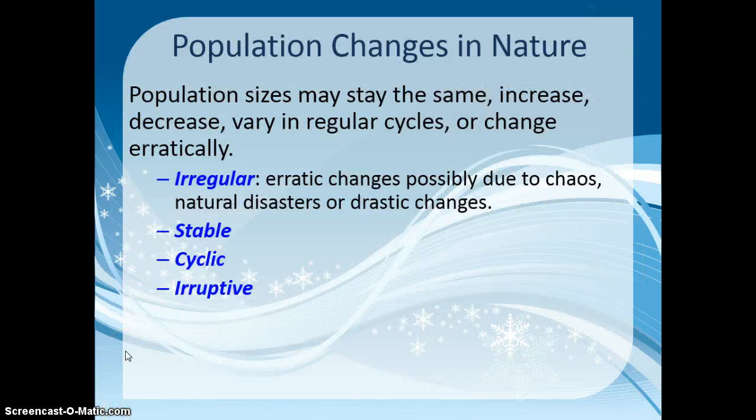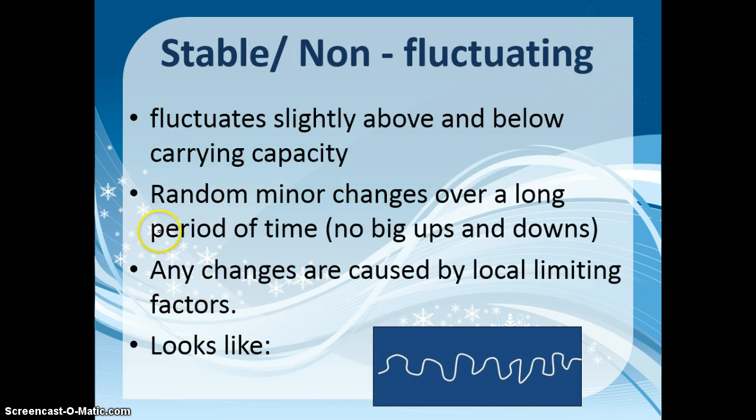Naturally, populations tend to change in certain patterns. So there's 4 ways they can change. The first one is just irregular changes. These are kind of due to chance. There's a natural disaster. Something came along. This is not a normal pattern. And then let's talk about each of these next 3.